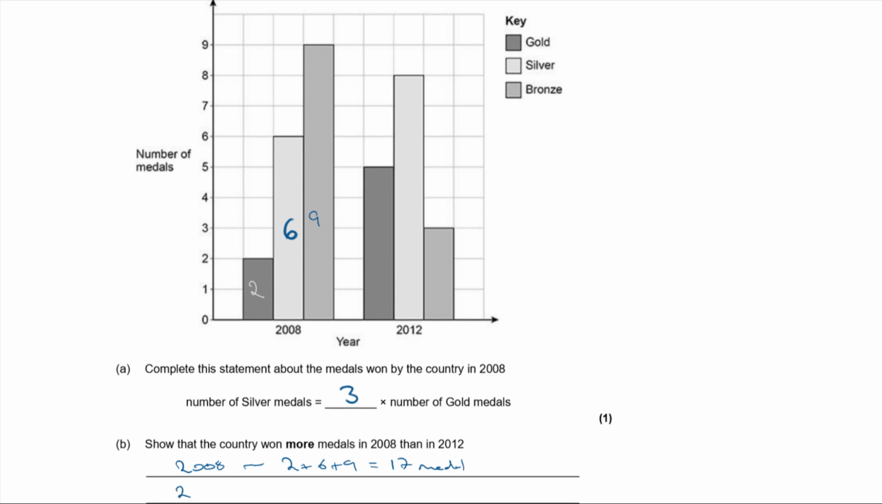And then in 2012, how many was it? It was, well, that's 5, that's 8, and that is 3. So 5 plus 8 plus 3, that comes to 16 medals. Okay, so I've shown that 17 is bigger than 16, isn't it? So that's kind of shown it clearly. I think that's good enough.